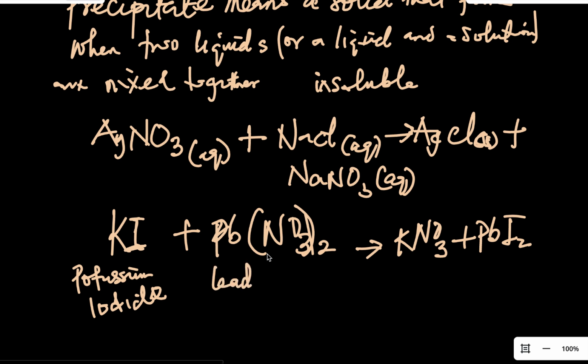lead nitrate, because of the nitrogen and oxygen you're having there. That's why they call it lead nitrate. So we said that lead nitrate reacts with this potassium iodide to form lead iodide. This one is what we call lead iodide, and this particular one is what I refer to as potassium nitrate.